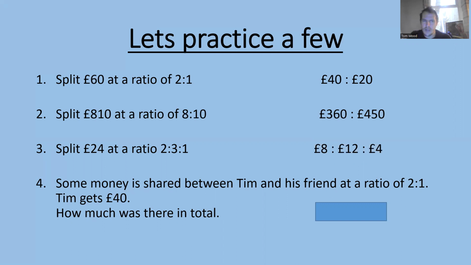So our last question here then, and this is where I tend to prefer to use my method. It just makes a little bit more sense to me. So some money is shared between Tim and his friend at a ratio of 2 to 1. Tim gets £40. So how much was there in total? It can seem a little bit confusing, although this is a very simplified version of this type of problem. But if I write out what I know and what I don't know, it can make it considerably easier. So Tim and his friend, it's at a ratio of 2 to 1.